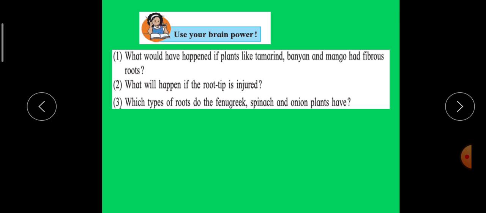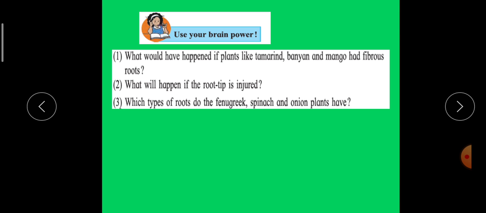Use your brain power. What would have happened if plants like tamarind, banyan and mango had fibrous roots? Now children, we know that fibrous roots, they generate from the stem and they cannot go deep into the soil. And these plants, rather trees, tamarind, banyan and mango, they are big trees. So how are they going to stand straight in the soil? Isn't it?